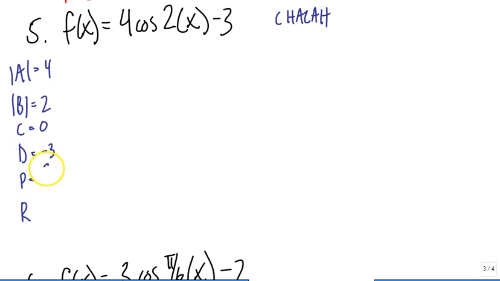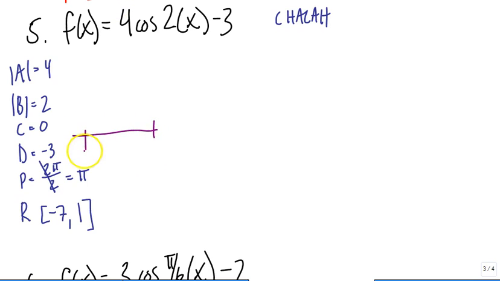Our period is 2 pi over 2, so we get pi. And our range is starting at -3, and we are subtracting 4, so -7. And -3 plus 4 would be +1. Okay, critical values. Should be getting pretty good at this. 0 to pi, pi halves, pi fourths. So that's the value that we're going to use as our intervals. And go ahead and graph this.